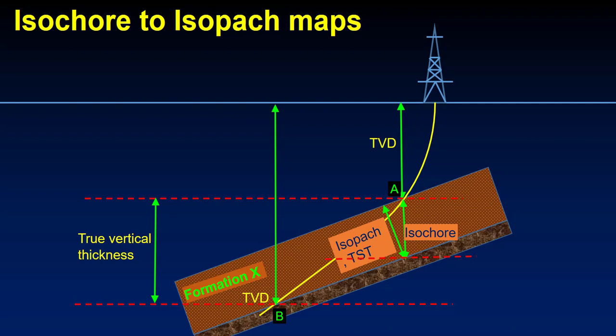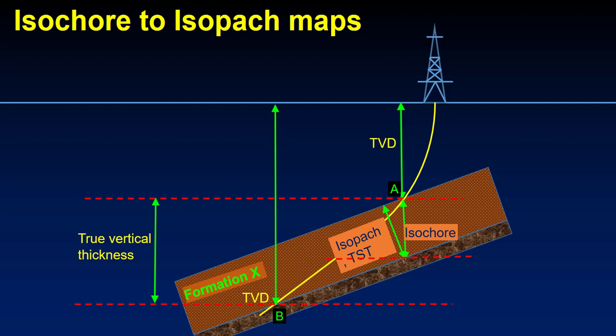In the last tutorial we already described the difference between Isopach and Isochore maps, and as promised, today we are going to show you how to convert an Isochore map into an Isopach, which represents the true formation thickness or true stratigraphic thickness.